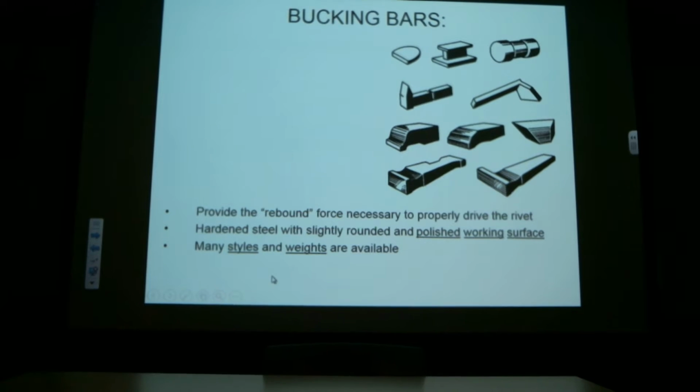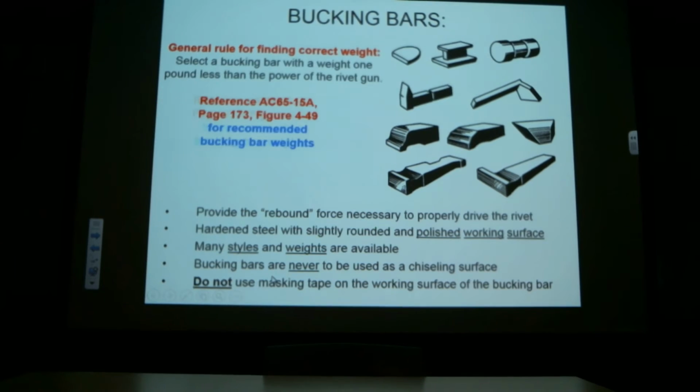Rule of thumb for selecting bucking bars. The bar should generally be 1 to 2 pounds more than what? The power of the gun. Power of the gun. Very good.